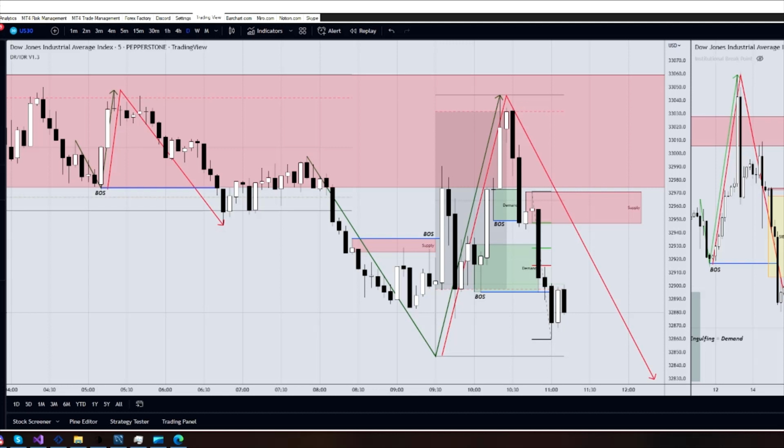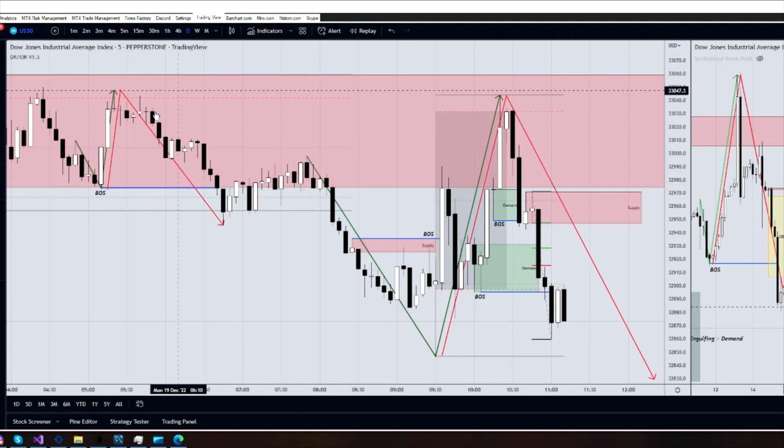It's Monday the 19th of December. It's coming up to 4:15 UK time, that's 11:15 New York time in the morning. So this morning I took a trade around the break of this structure just by here.